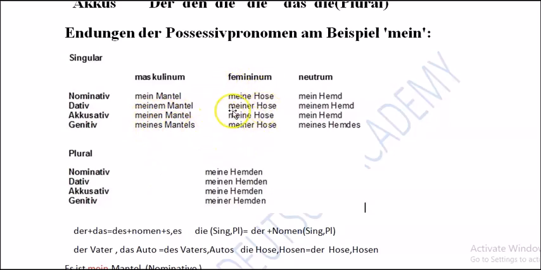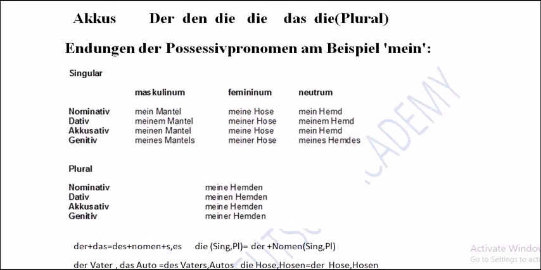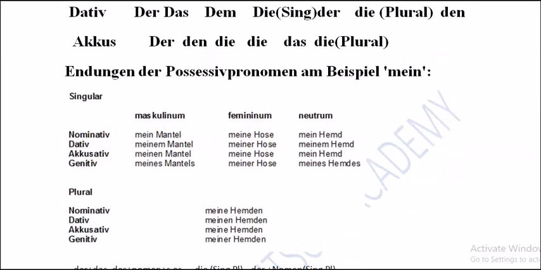Now for feminine, we have the rule. We are coming to this general rule. For example, in nominative, we say in feminine, meine Hose. In dative, we are changing die to der. So when it is changed to der, meine is changed to meiner Hose.